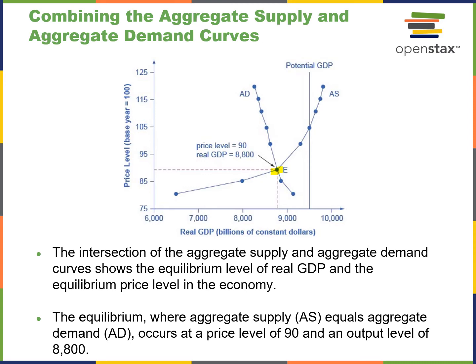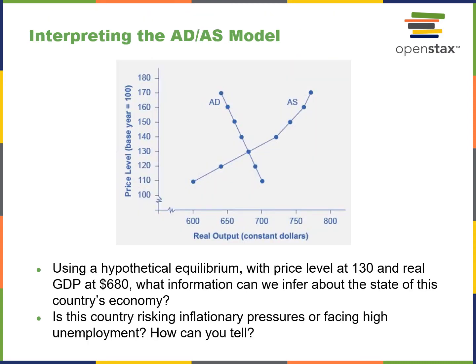So if you use a hypothetical equilibrium at the price of 130, and the real GDP being 680, what information can we infer about the state of this country's economy? And what is the other question: are we risking inflationary pressures or facing high unemployment? How can you tell?